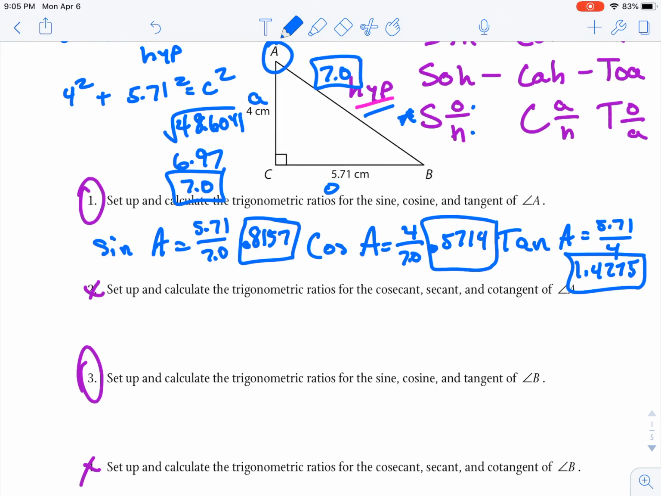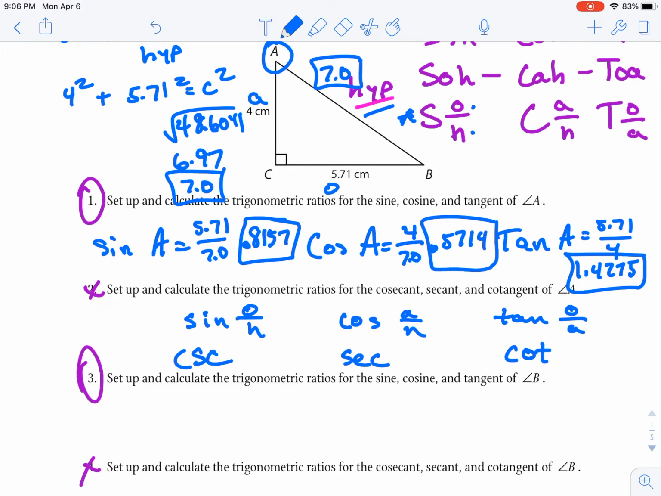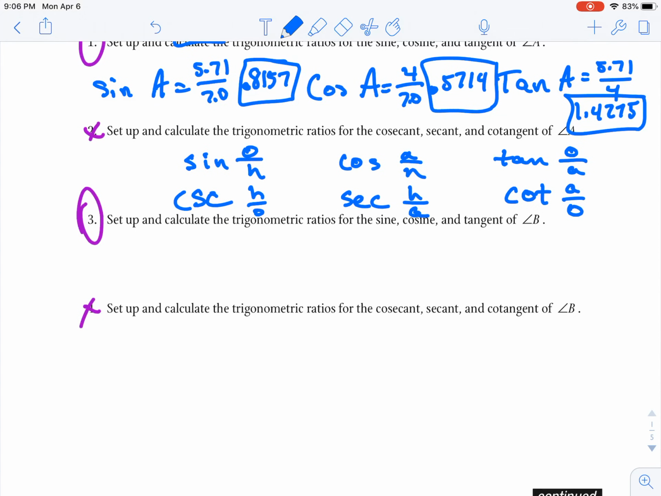All right, number 2 we'll actually talk about on Wednesday. It's actually just real quick. So you got sine, cosine, tangent: opposite over hypotenuse, adjacent over hypotenuse, opposite over adjacent. The other 3 are cosecant, secant, and cotangent. And all it is is the upside down. So hypotenuse over opposite, hypotenuse over adjacent, adjacent over opposite. But we'll talk about that on Wednesday.